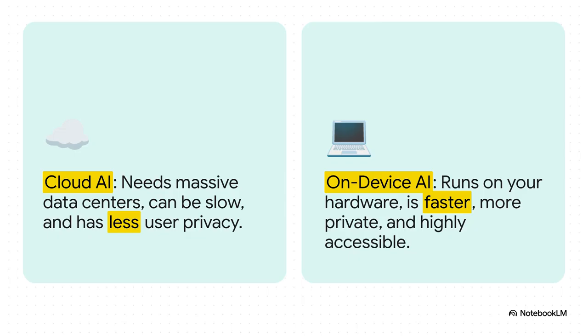But then, there's the dream of on-device AI. Imagine it just running right there on your machine. It's faster, it's way more private by default, and suddenly it's accessible to practically everyone. And that's exactly the problem Gemma 3 is designed to fix.